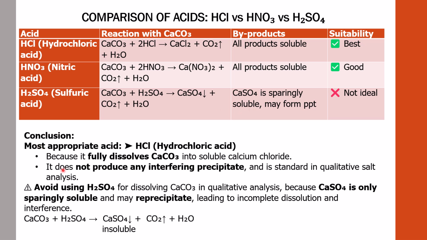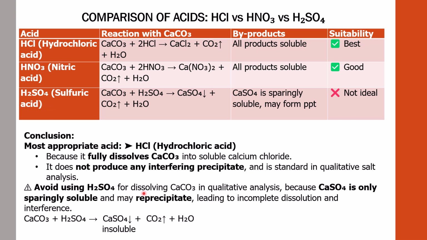So we're actually saying that HCl is the most appropriate acid because it fully dissolves calcium trioxocarbonate(IV) into soluble calcium chloride, as you can see from this equation. It does not produce any interfering precipitate, and it is standard in qualitative salt analysis. But we have to avoid using sulfuric acid to dissolve the residue.